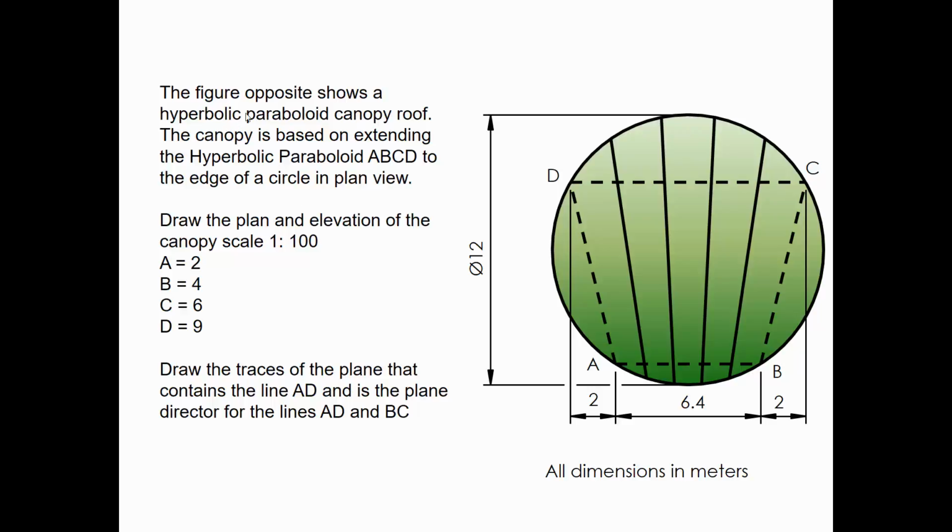So the figure shows a hyperbolic paraboloid canopy roof. The canopy is based on extending the hyperbolic surfaces A, B, C, D to the edge of the circle in plan. So we have A, B, C, D, A, B, C, and D, and that's our original, the four sides of our hyperbolic parabola. And you can see we have this boundary circle here, which we extend our surface to. So if you can imagine, just extending our surface until it meets this boundary surface.